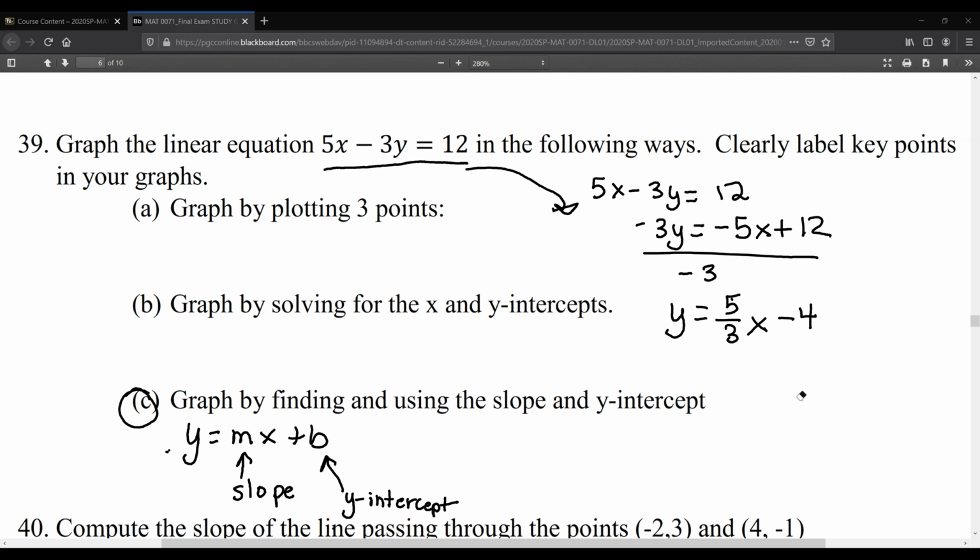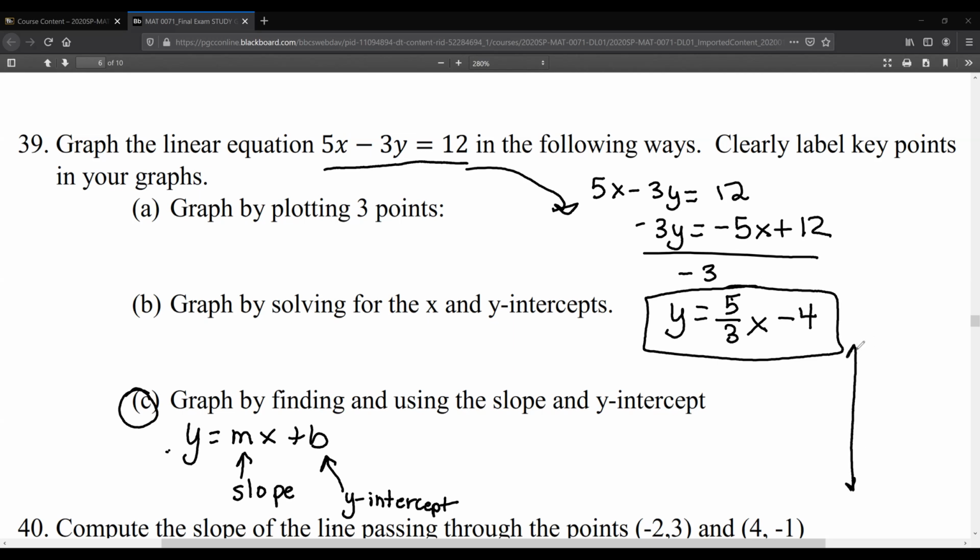Right, and the question, hopefully you can get here. And now it's in the slope-intercept form. When it's in the slope-intercept form, and this is the method I encourage everyone to use, then you can graph it very nicely.